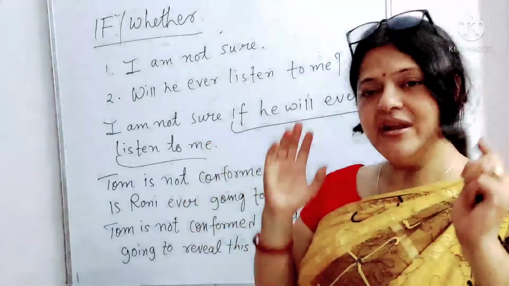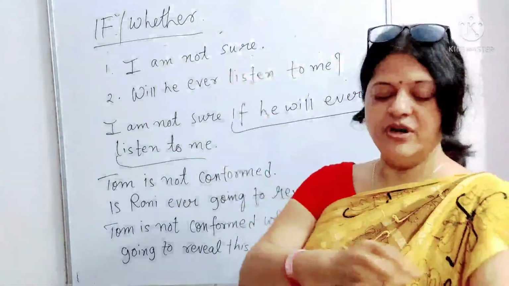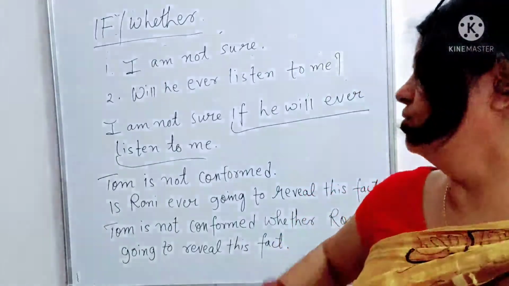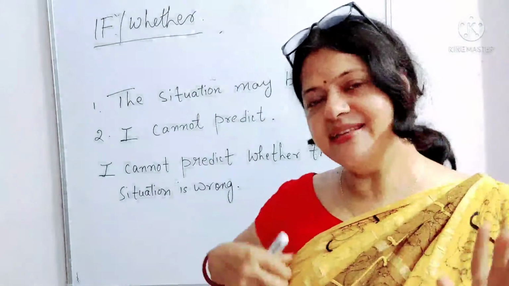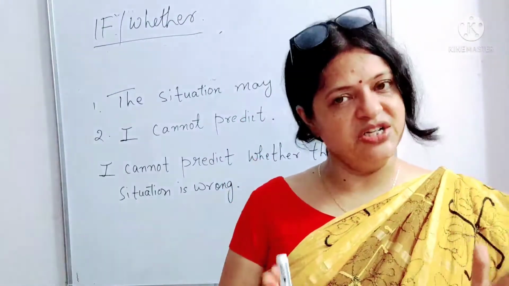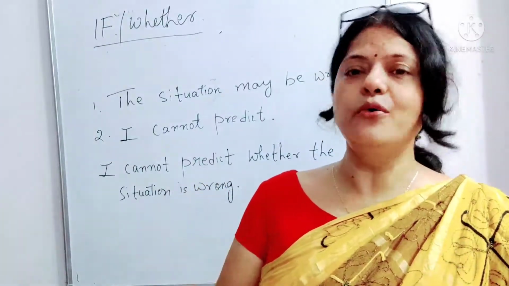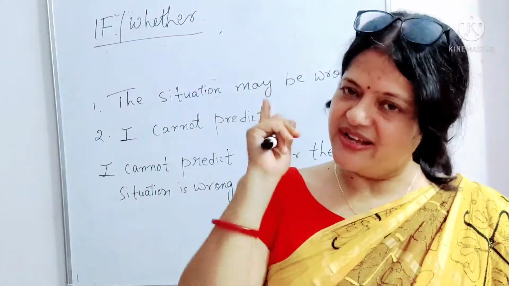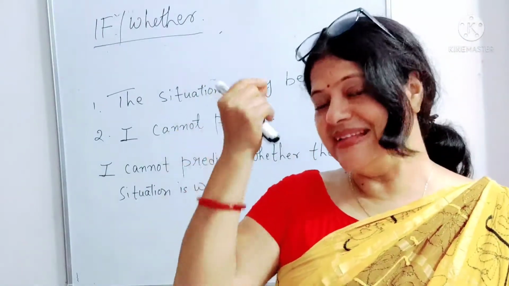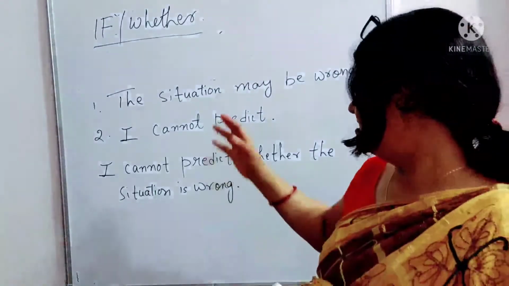Now let's see another way of using if and whether. One more condition is there, so I'm telling you the conditions. Here we see that one sentence should be assertive, and in the other sentence we are going to use may be or might be.